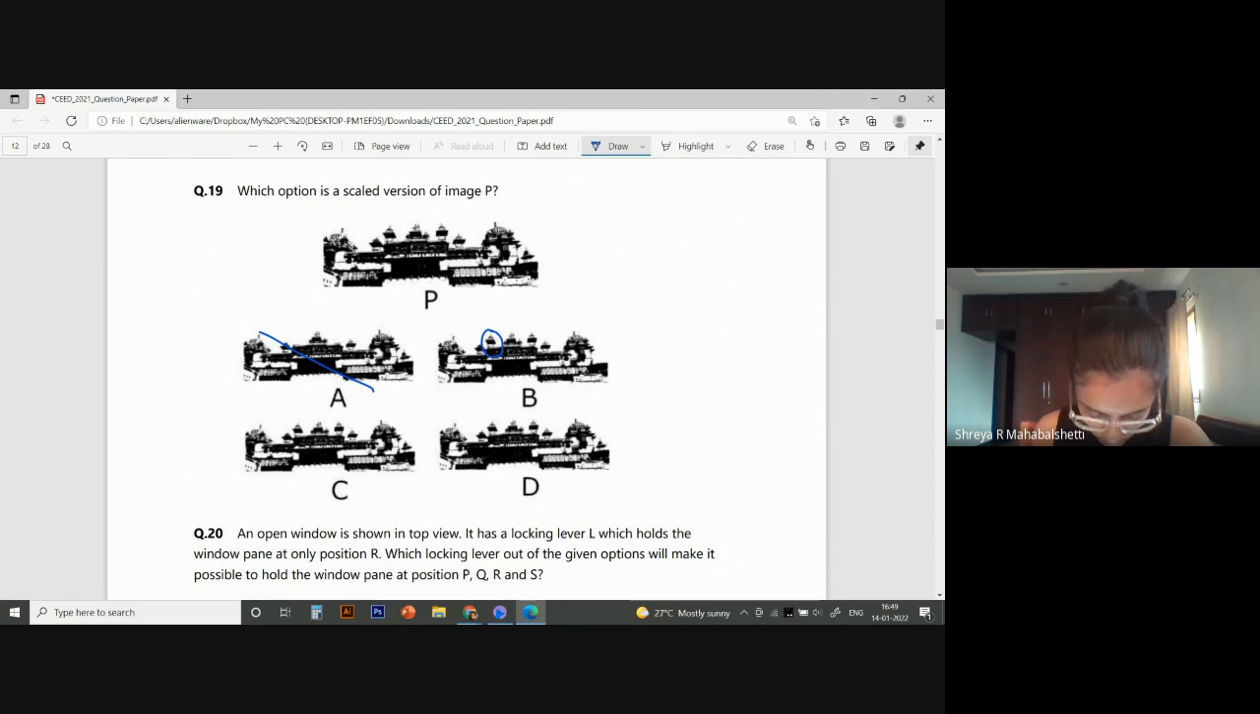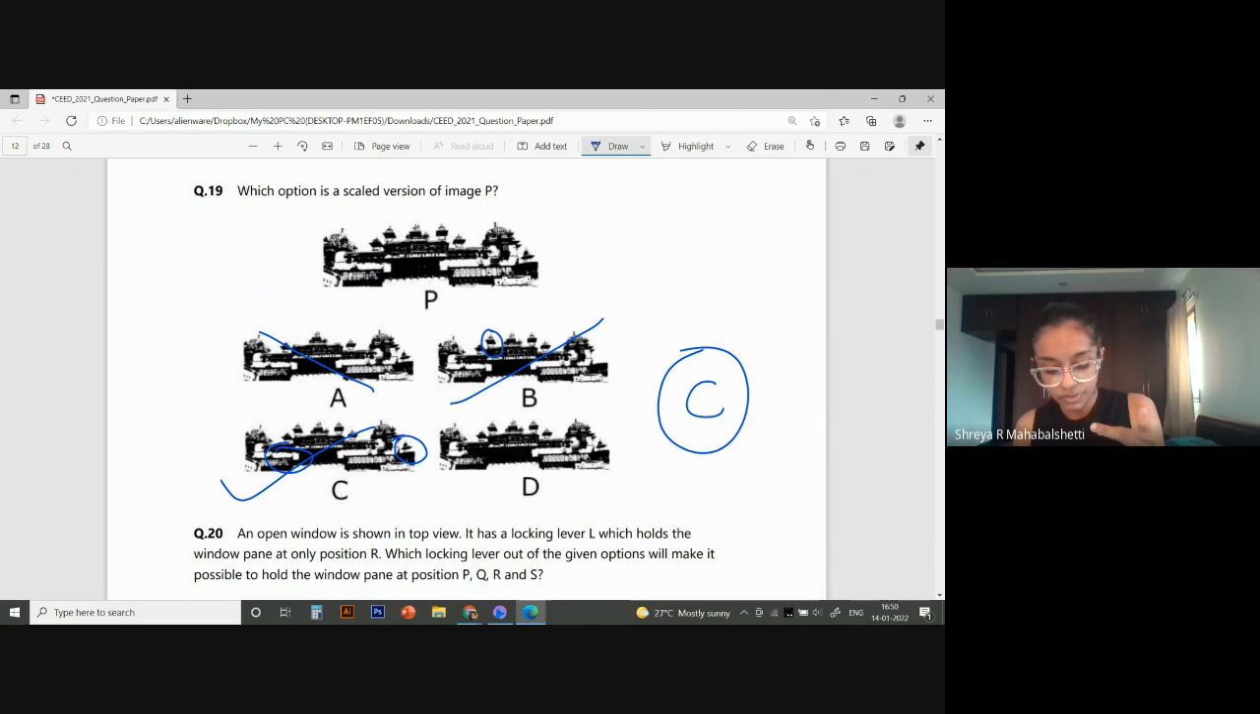Okay, B and C, what is the difference? I can see that one of this is missing. Here it is present. Hence option B is gone. I'm left with C and D. And compare C and D. Okay, wait, what's missing? So this white part is missing in D, but it is available in P. So hence C is your answer. So this is option C. So I actually cut down the time by comparing the options.